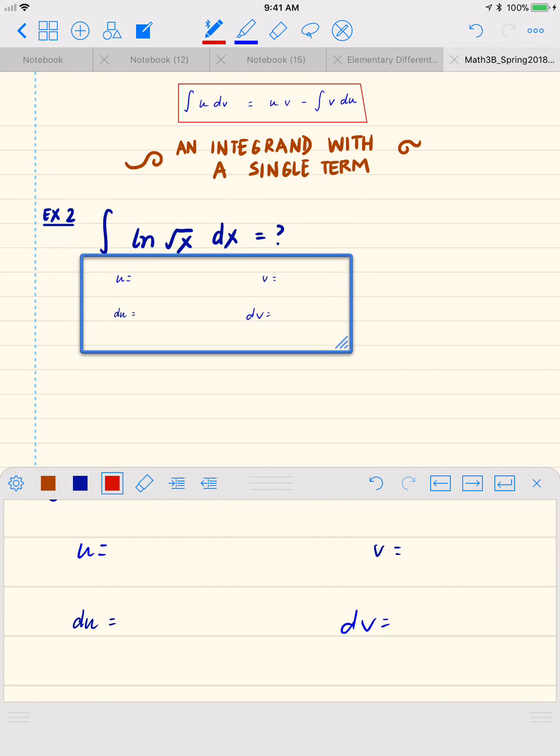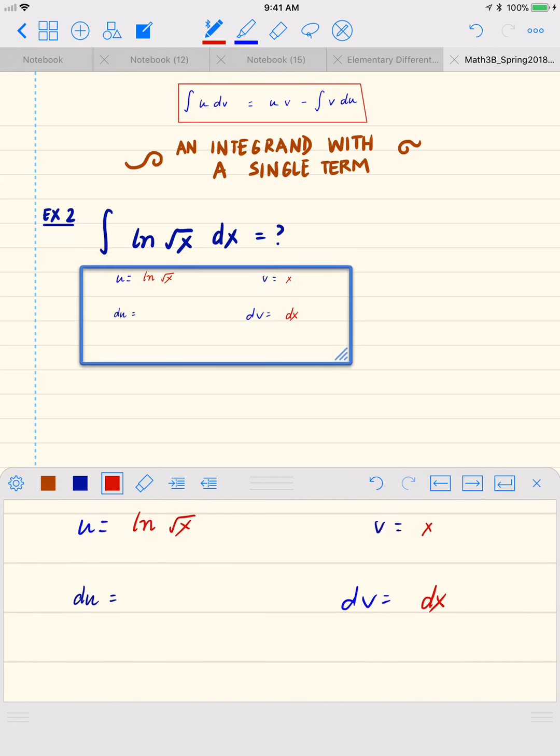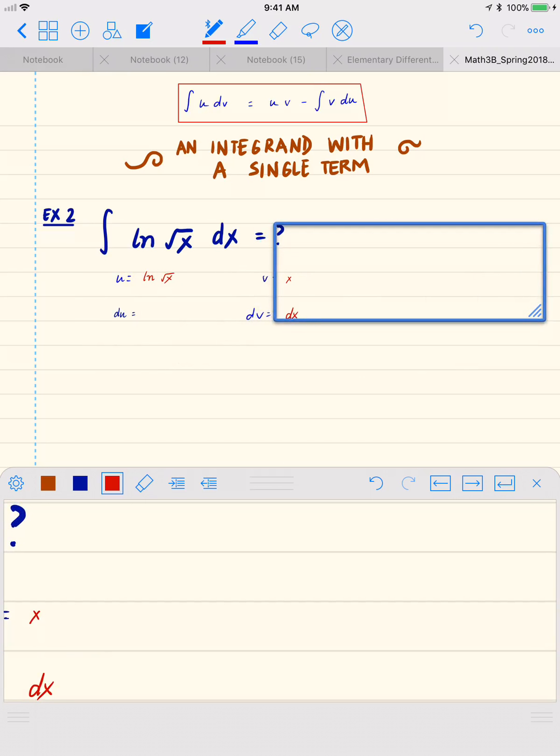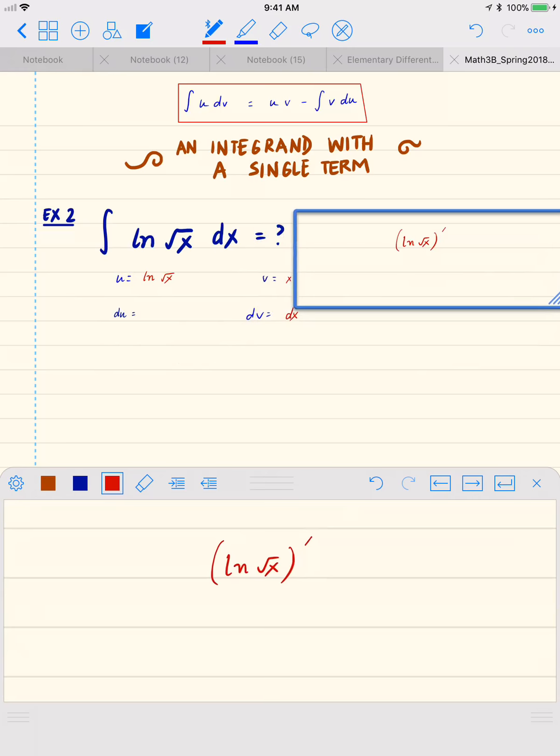Since our integrand has a single term, dv is just going to be dx, and u is going to be that single term, which is the natural log of square root of x. Now, if dv is equal to dx, then v is x. If u is equal to natural log of square root of x, what is du? We're going to need to use the chain rule.